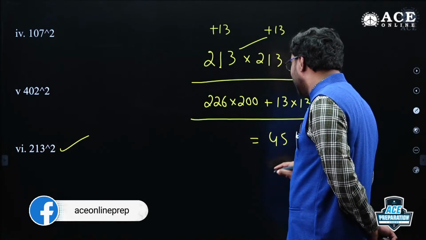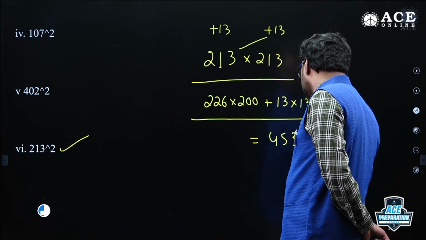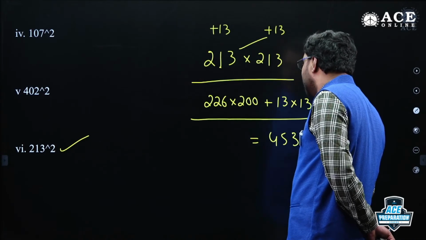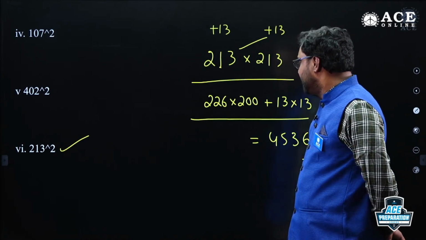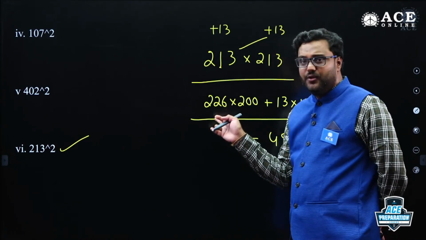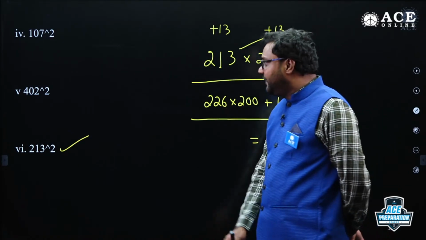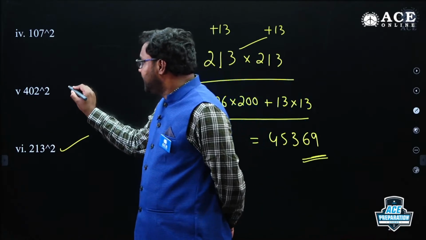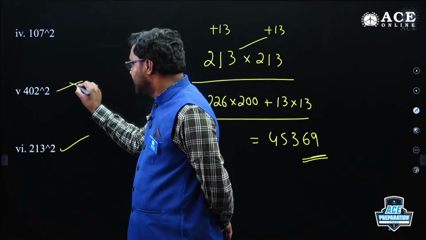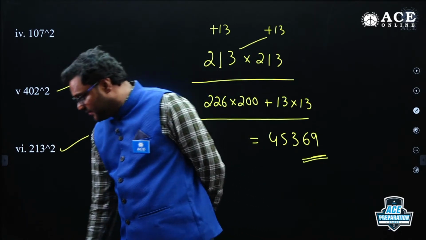Here 169 will be added, right? So 45,369 we will get. You just check it out with that one, my dear friends. Here we'll get 45,200, along with that 169, we'll get 45,369. Now you just try this one, my dear friends. I'll wait for your answers. 402 square, you just try.